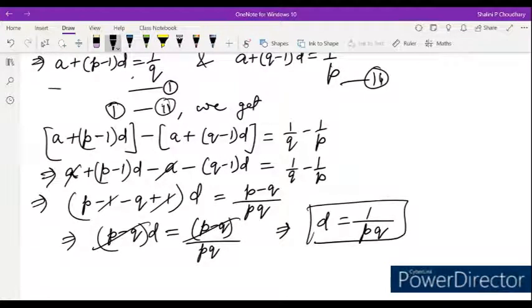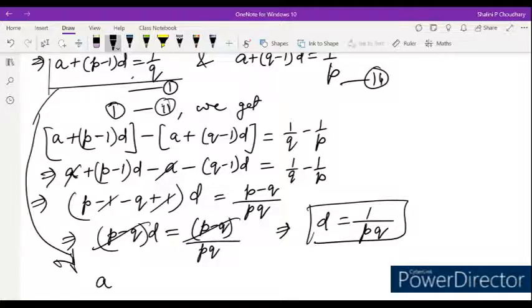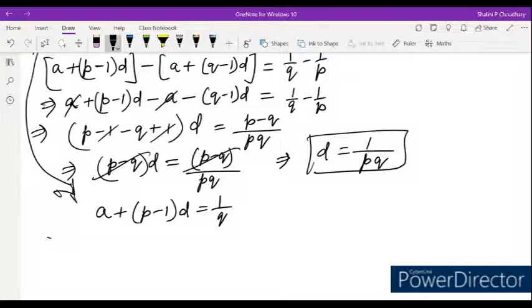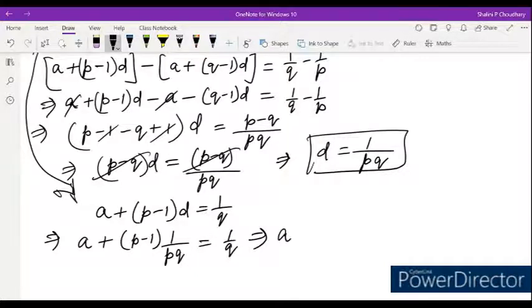Now in this equation, any equation, equation 1 or equation 2, we will take and put the value of d, then we'll get the value of a. Okay, a plus (p minus 1)d is equal to 1 upon q. Now we will put the value of d, so a plus (p minus 1) into d, and the value of d we will write here as 1 upon pq, is equal to 1 upon q. Now it means a will be equal to 1 upon q minus (p minus 1) upon pq.